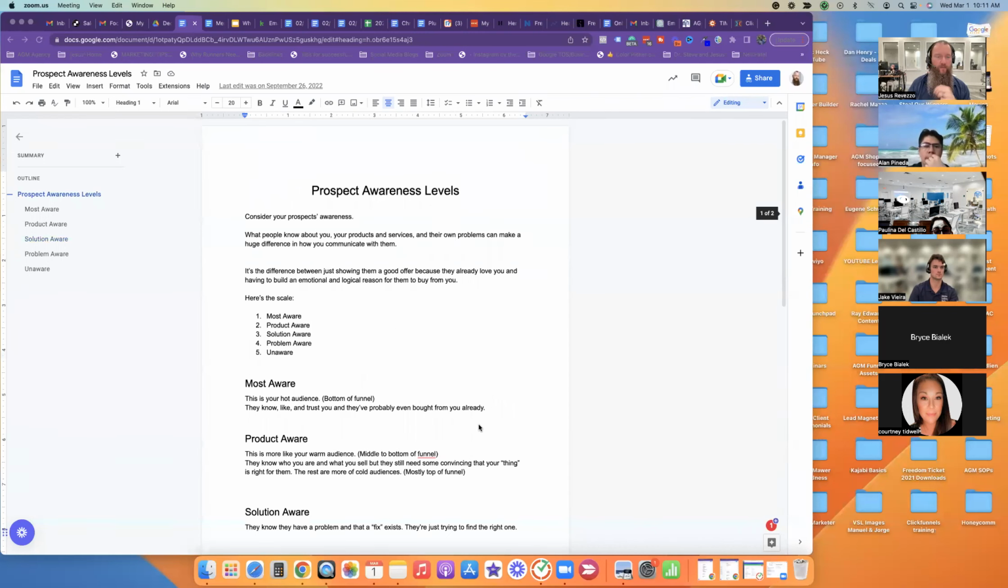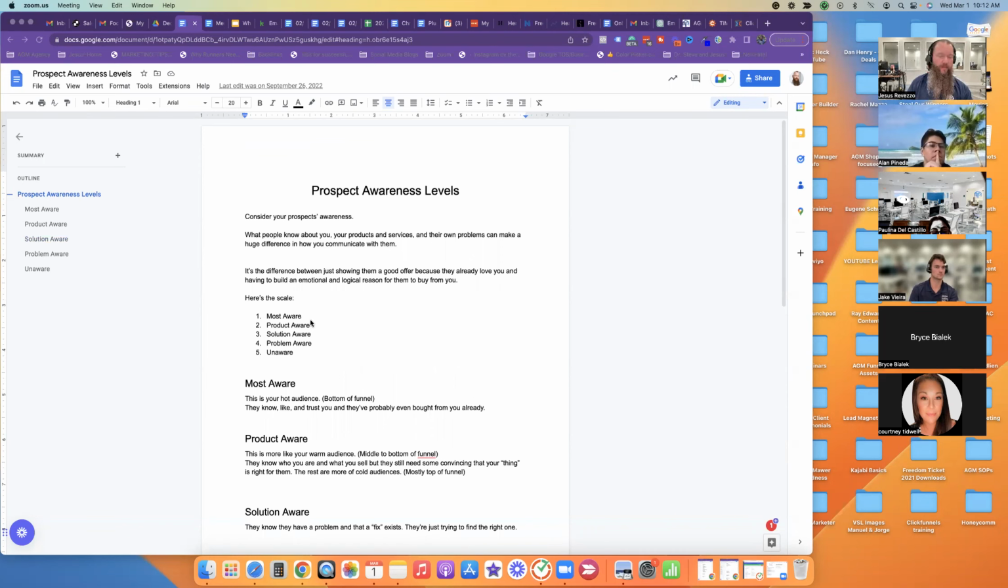But aside from that, let's hop back. I'll share my screen again and let's talk a little bit about what I was saying. We wanted to review again, just briefly, the prospect awareness levels. So there are 5 basic levels, and this comes from a marketer named Eugene Schwartz, from the early 1900s, is when this was originally created. But because it's based on people, it's basically universal and timeless.